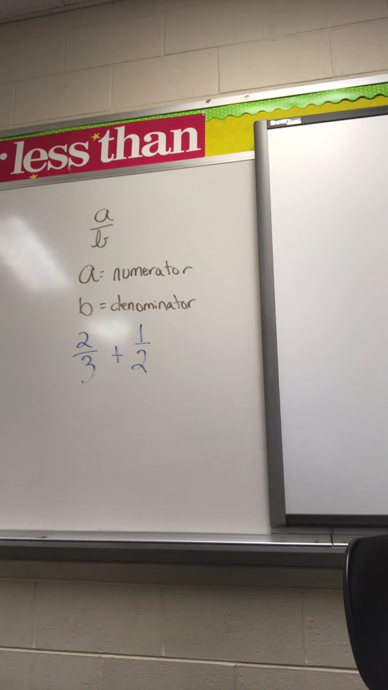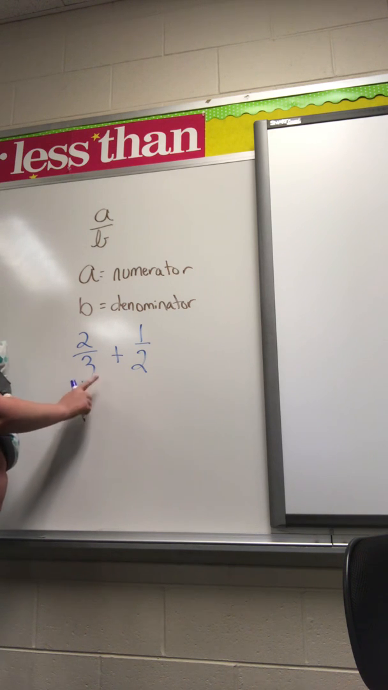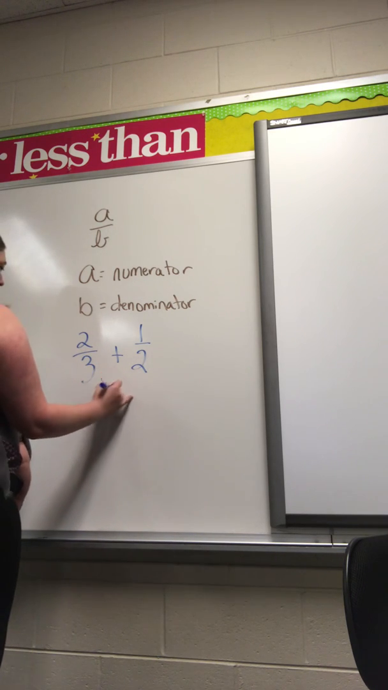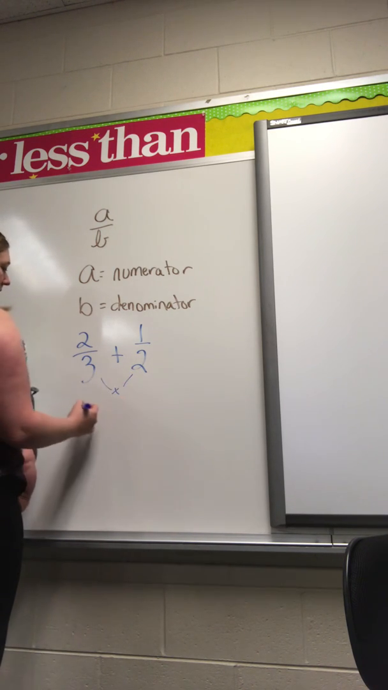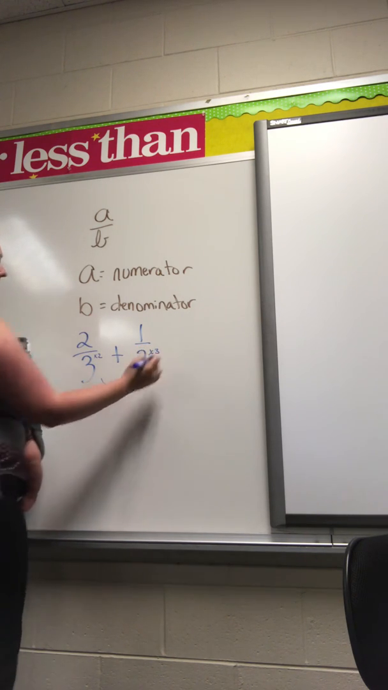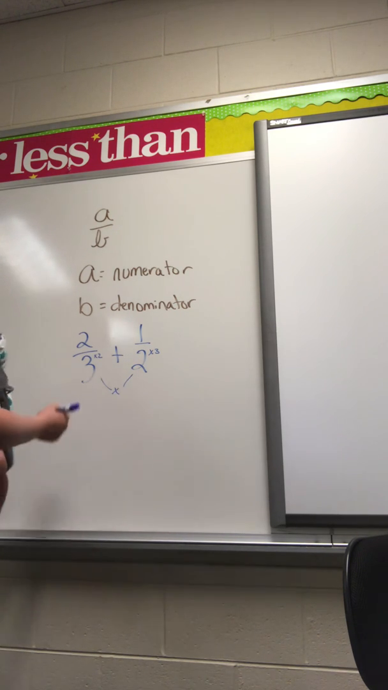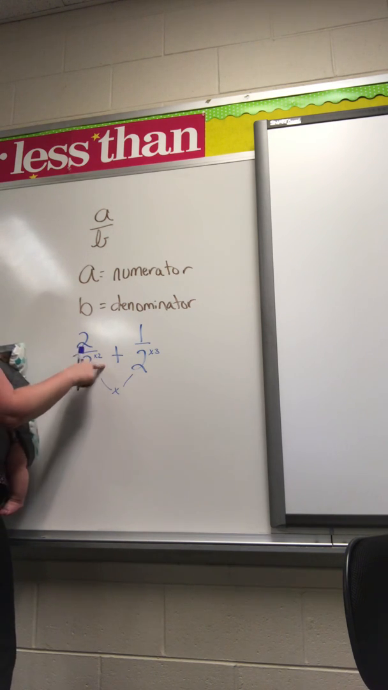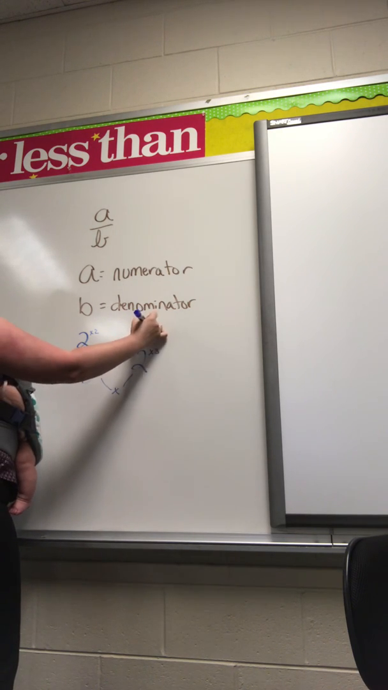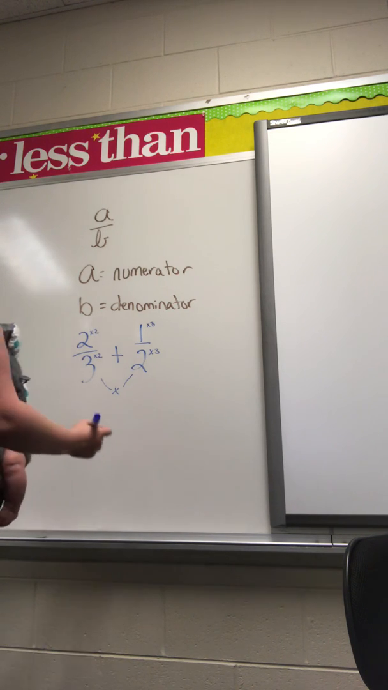With that, we have unlike denominators. That means we have to get them to be the same. The easiest way to do that is to multiply these two together. Alright, so 3 times 2, 2 times 3. Now what we do to the denominator, we have to do to the numerator. So if we multiply the 3 by 2, we have to multiply this 2 by 2. If we multiply the 2 by 3, we have to multiply the 1 times 3. And when we do that, we end up with equivalent fractions.